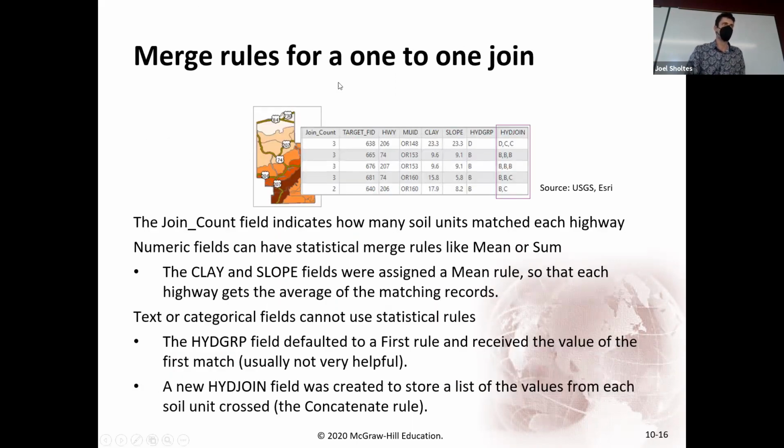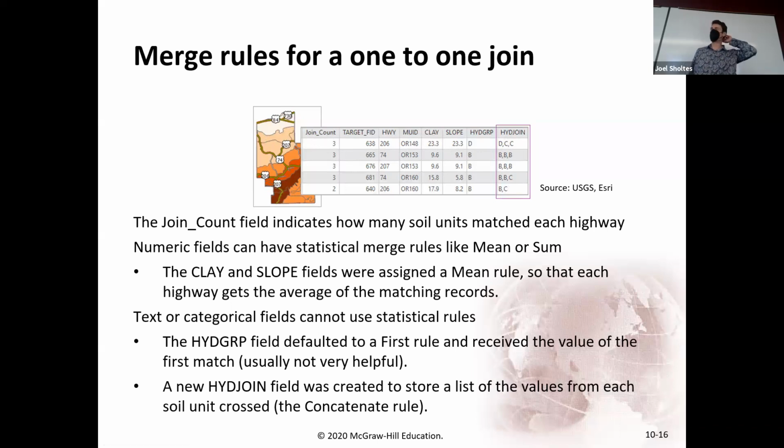So here's a merge rule for a one-to-one join. What it's doing is setting up a concatenate rule. Maybe you've used that tool in Excel, where you're just adding up all the different soil types that this highway crosses. So this is my highway stretch right here, and it crosses this one, and this one. Then the join rule that you set up will just append each one it joins, right? And then it gives you a join count, how many different soil types joined.